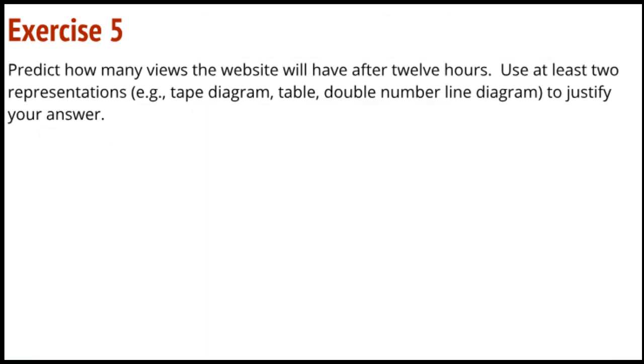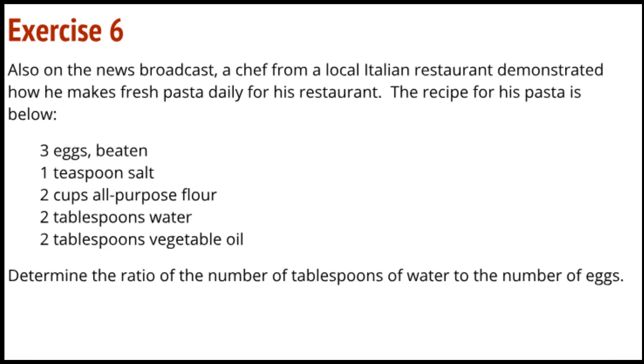All right, taking a look at exercise 6. So also on the news broadcast, a chef from a local Italian restaurant demonstrated how he makes fresh pasta daily for his restaurant. The recipe for his pasta is below. He takes 3 eggs, beats them, takes a teaspoon of salt, 2 cups of all-purpose flour, 2 teaspoons of water, and 2 tablespoons of water and 2 tablespoons of vegetable oil. And I am supposed to find the ratio of the number of tablespoons of water to the number of eggs.